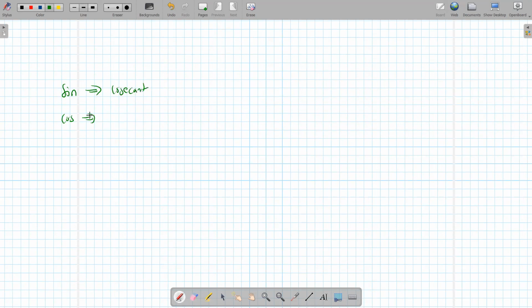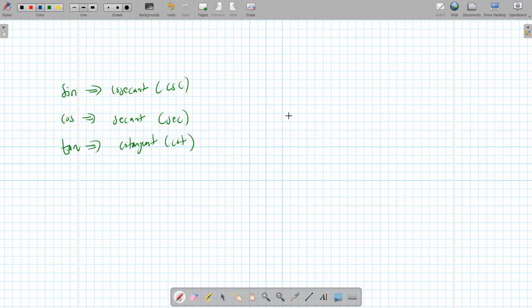Cosecant. Cos, it's going to be secant. This is denoted by CSC. This is denoted by SEC. And finally, tan, the reciprocal of this is cotangent, denoted by COT.